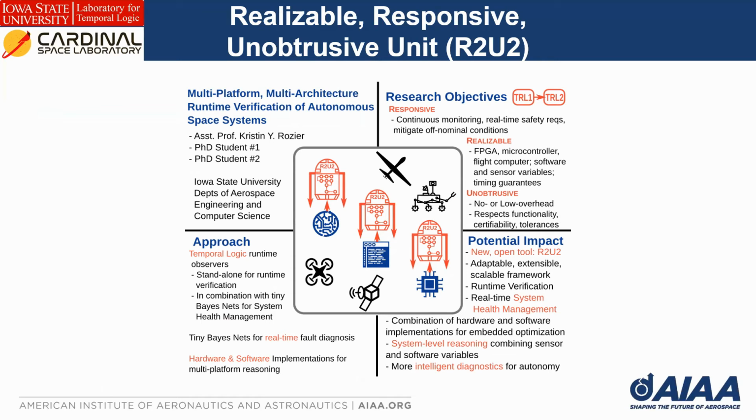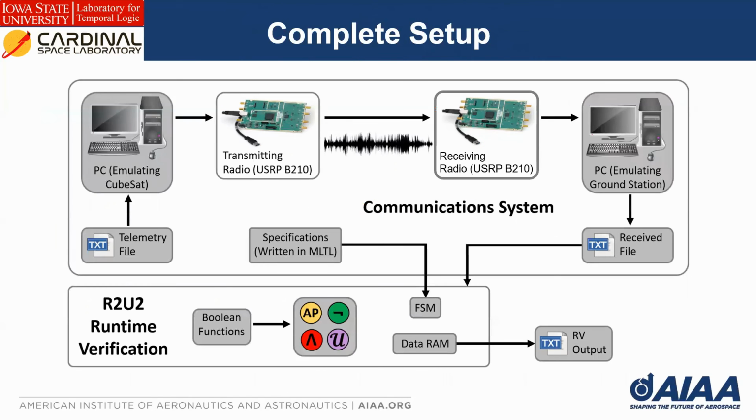Going back to our setup slide, an additional portion is added showing how RV fits into our setup. As said before, we have our starting telemetry file that is transmitted during the simulation with the USRP B210 SDR. The signal gets received and then saved to a file. Recall that the orbital information is also saved. These datasets are then run through R2U2 with our specifications to determine if the system requirements are satisfied over time.